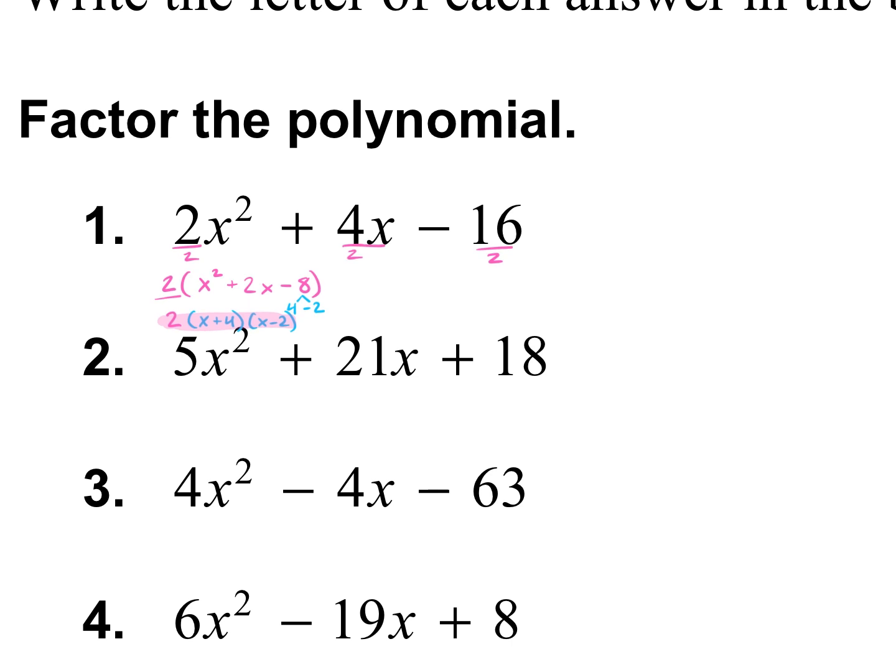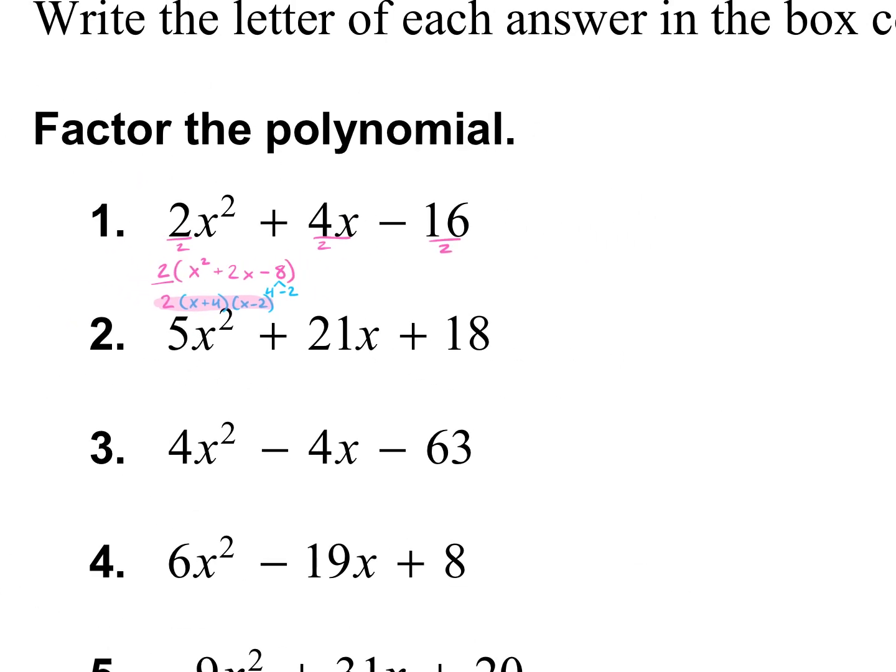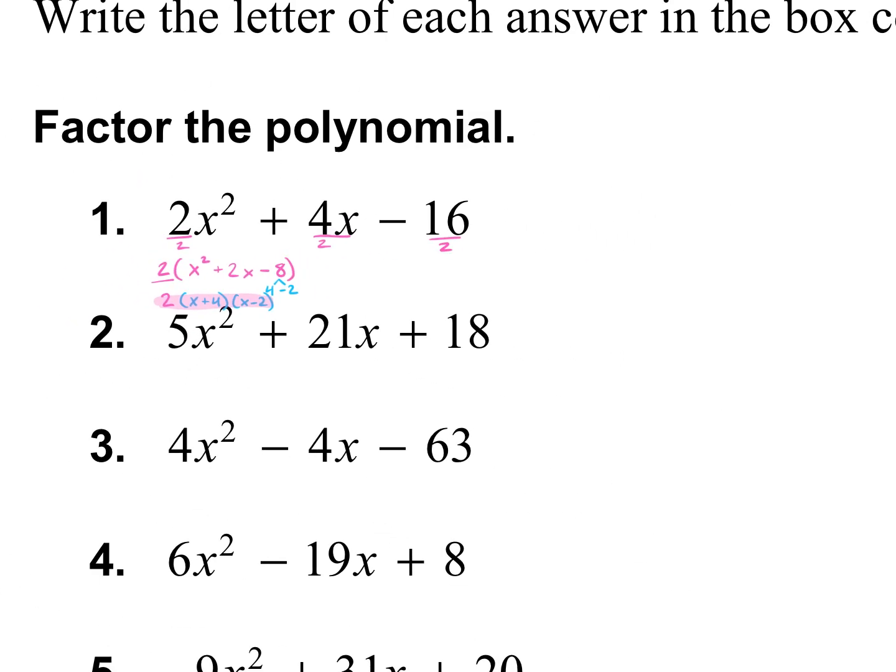All right, let's do number 2. I'm going to write it on the side so we have more room here. We have 5x squared plus 21x plus 18.